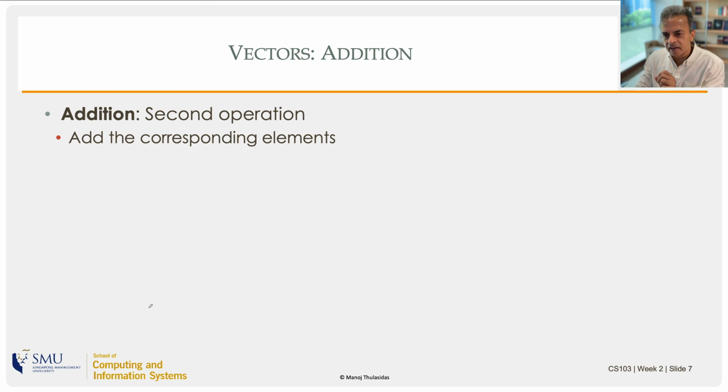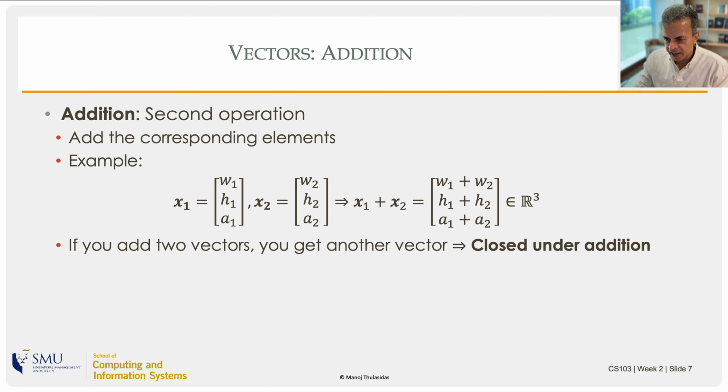And this is the reason why the ordering is important. You cannot add the weight of one vector to the height of another vector in our original example. So I have weight 1, height 1, age 1, weight 2, height 2, age 2 as x1 and x2, two vectors. You can add the weights together, heights together, and ages together, and then report the sum in the same order so that people know that the first one is weight and the second one is height, and so on. And that will be a member of R3. Again, if you add two vectors, you get another vector.